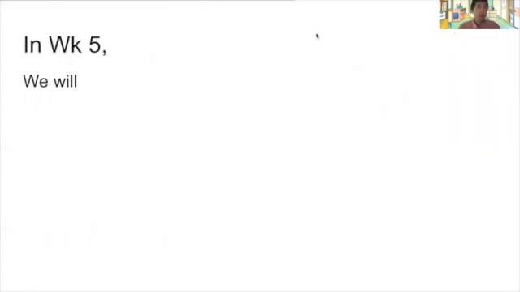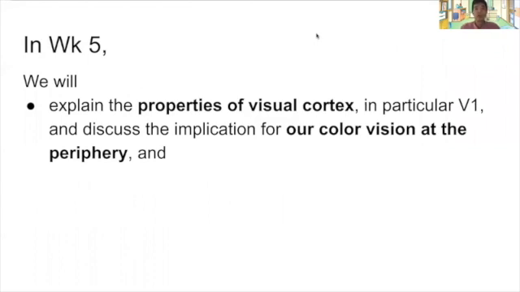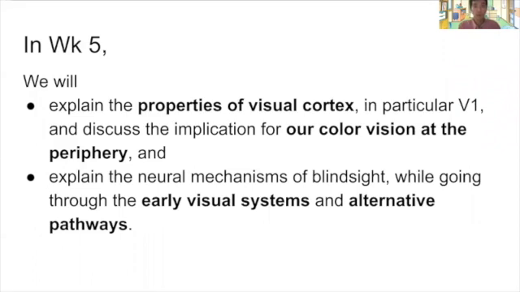In week 5, we will explain the properties of visual cortex, in particular primary visual cortex, or V1, and then discuss the implication for our color vision or any other vision actually at the periphery. And also explain the neural mechanism of the blindsight. We still don't fully understand blindsight, but to the best of our knowledge, I'll try to give an explanation. While going through the early visual systems and alternative pathways, we encounter a couple of important questions as well as some concepts that will be followed up in the following weeks.